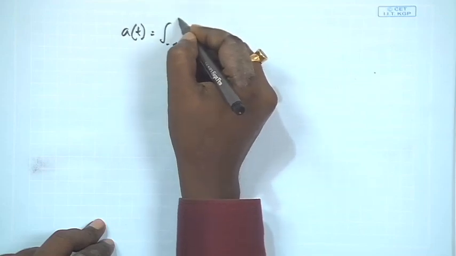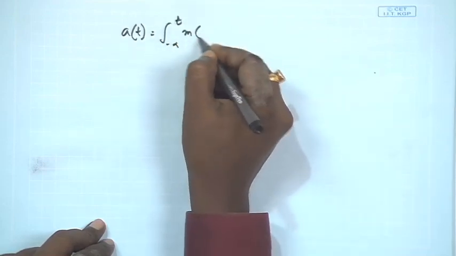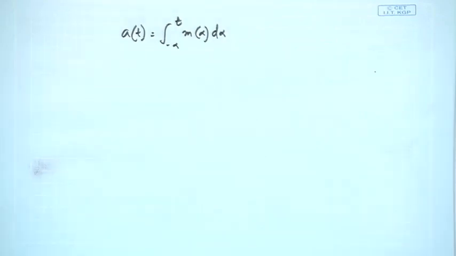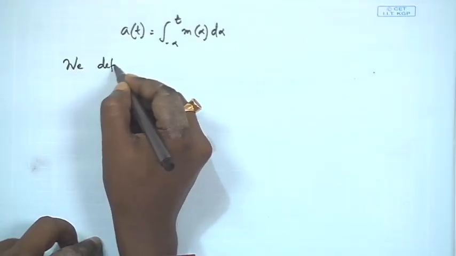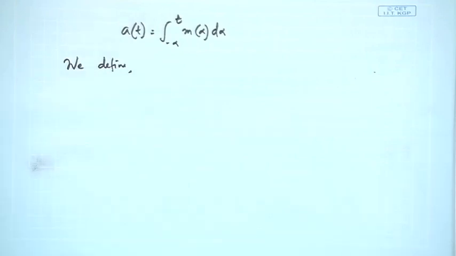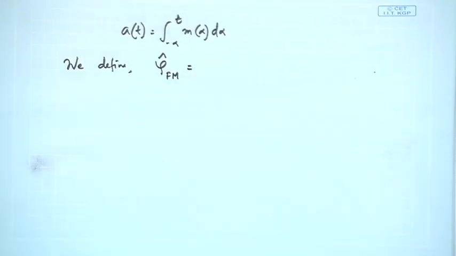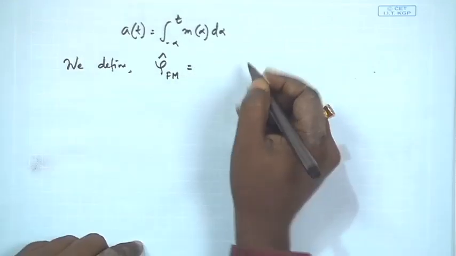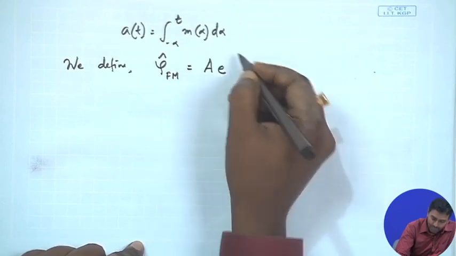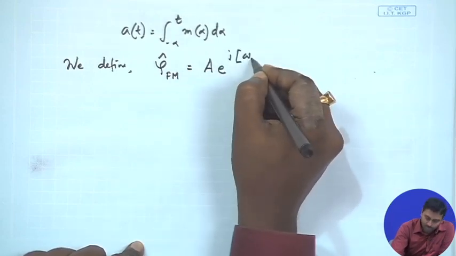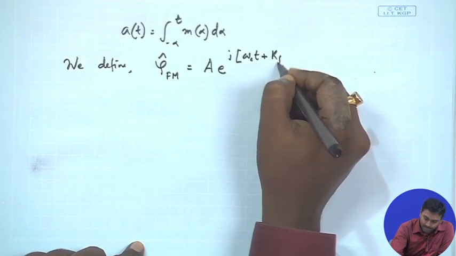So, minus infinity to t of m(alpha) d alpha. This is just for representation, we do not want to always write that integration form. So, we are just taking that as another function of t, because I am integrating up to t. Then we define something, you will see why we are defining this. We are not calling it phi FM, but phi FM hat. Why? Because I am defining a complex signal. I will define it like this: A e to the power j (omega_c t plus Kf a(t)).